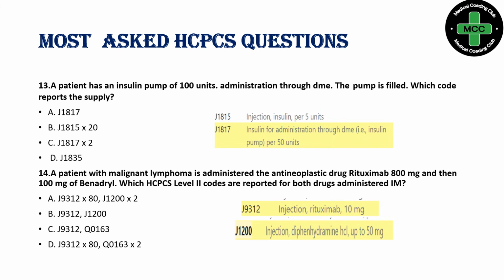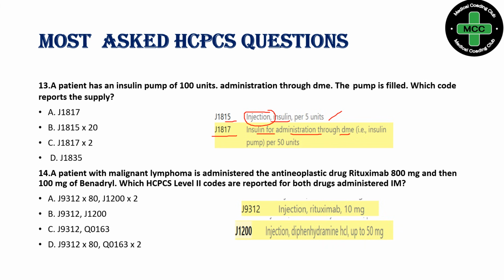Next, patient has an insulin pump of 100 units, administration through DME. The pump is filled. Which code reports the supply? Check the code descriptions carefully. J1815 is injection, insulin, per 5 units, so here they are directly giving an injection. Then J1817 is insulin for administration through DME, durable medical equipment. An insulin pump comes under DME.